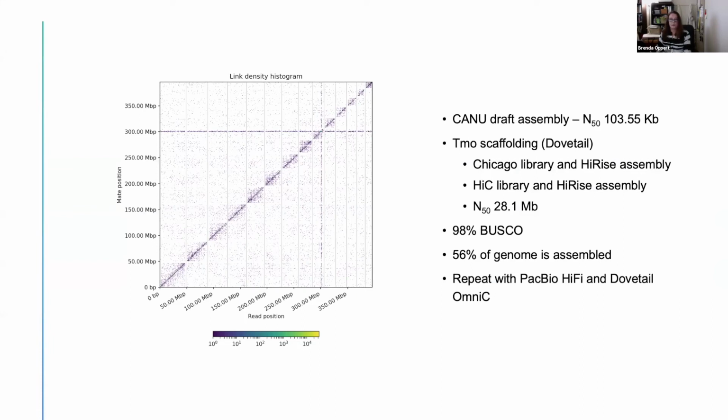But we are going to attempt to resequence this insect with PacBio high fidelity reads and incorporate the Dovetail Omni-C to see if we can pull in some of these additional regions that may be important regulatory regions that we may be interested in for resistance and other information.